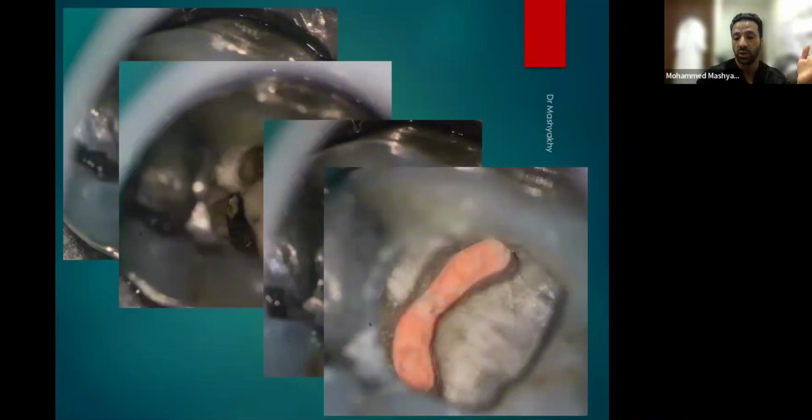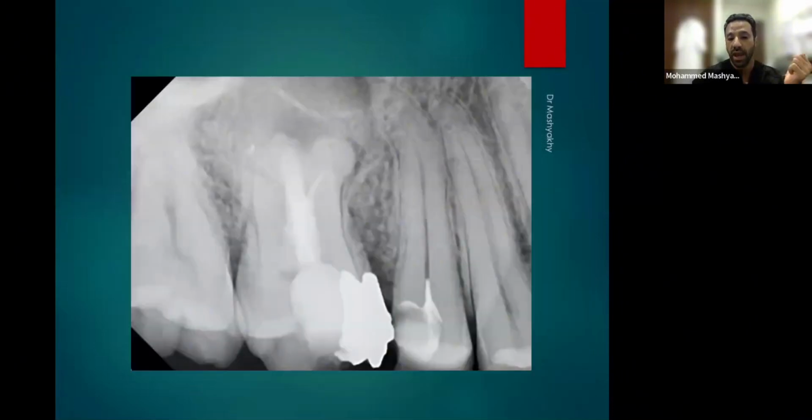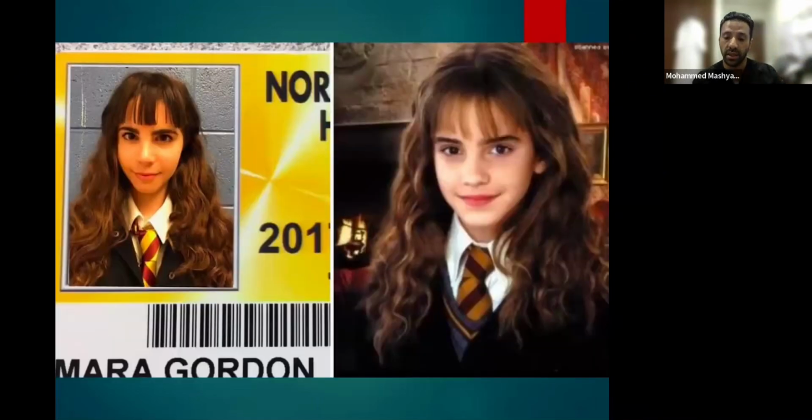Then eventually this is how it looks in the obturation. Then in the X-ray, it looks very ugly. So obturation, actually, is like your ID. You are amazing, you are beautiful, or you are handsome. Then when you go to have your official ID, your picture comes out like that. This is what happens with obturation. People judge you by your obturation, how it looks in the X-ray.